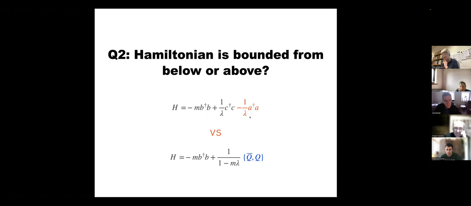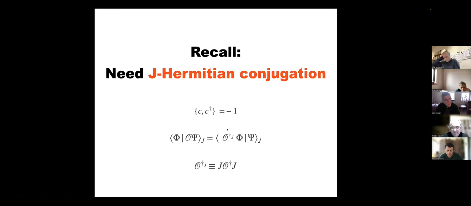From this point of view, this should be bounded from above because of the negative sign. Let's assume that lambda is positive for simplicity. But here, this is more like a supersymmetric discussion. If Q and Q bar are conjugates of each other, this should be positive definite, as usual in supersymmetry. So it's kind of a contradiction, but as you can expect, because of this commutation, you have to introduce a new inner product, and the correct Hermitian conjugate is a J dagger, not the naive dagger.